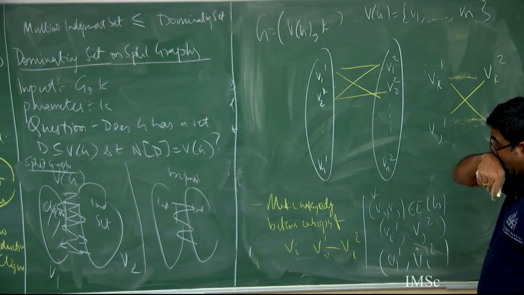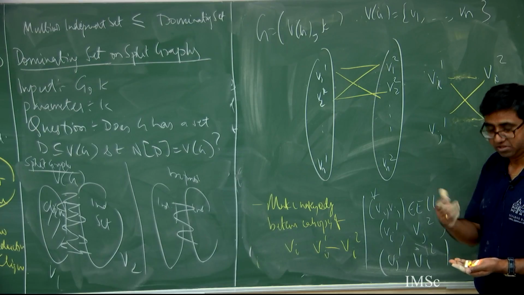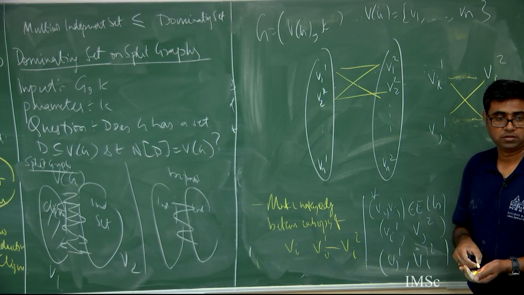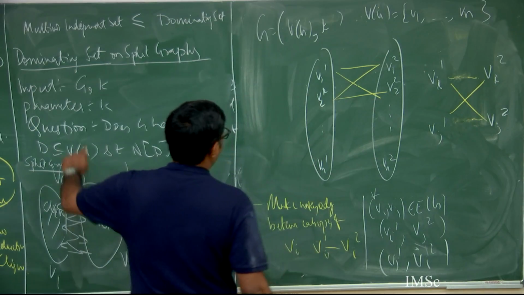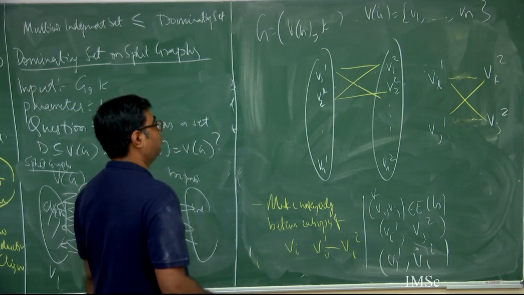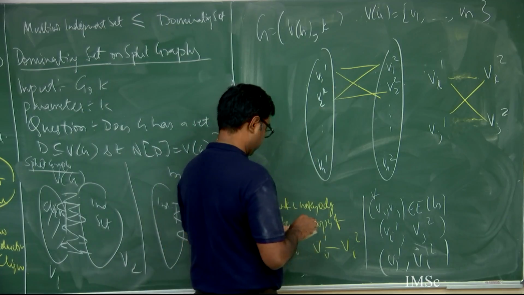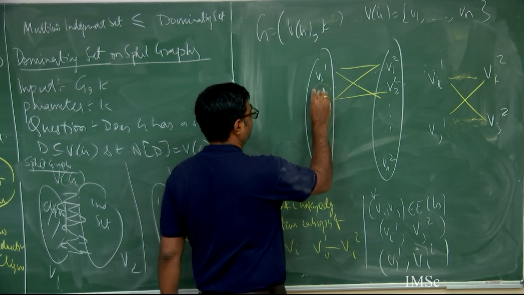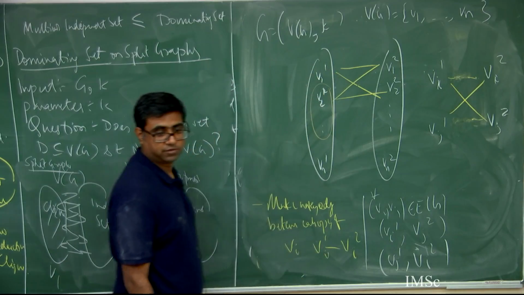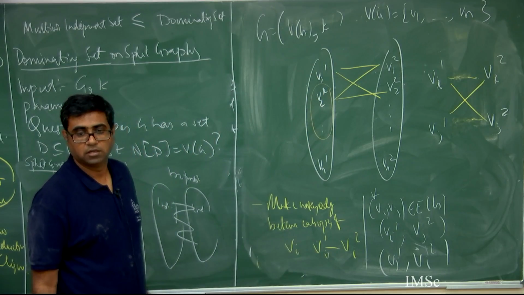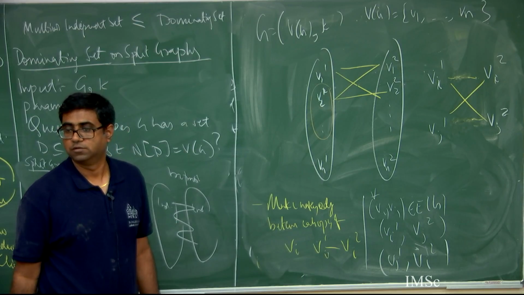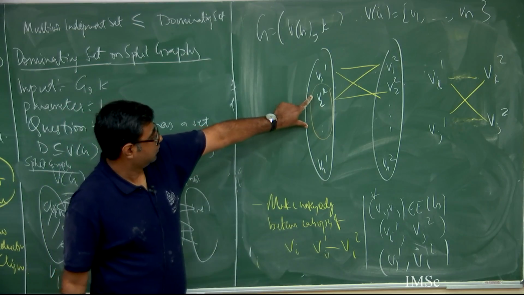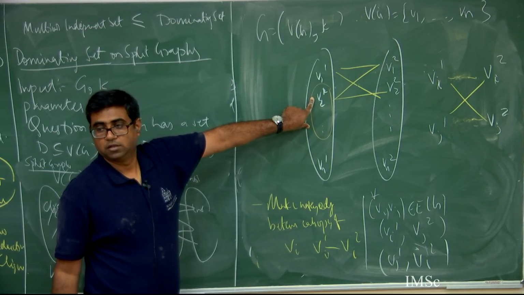Now, let us try to argue that I have a dominating set of size at most k, right. So, if G had a dominating set of size k, I would like to claim that then this is a dominating set of size at most k, right. But what can go wrong if I do this? Look at these guys, look at this guy.